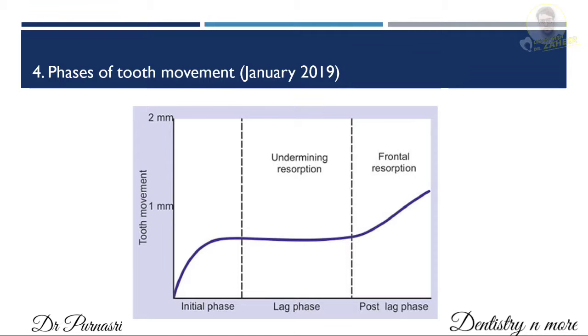Another question is phases of tooth movement. This is again a short note. So there are three phases: initial phase, the lag phase, and the post lag phase. So this is the graph that you have to draw along with this, and then explain what the changes are, and how the tooth movement occurs during these three phases.